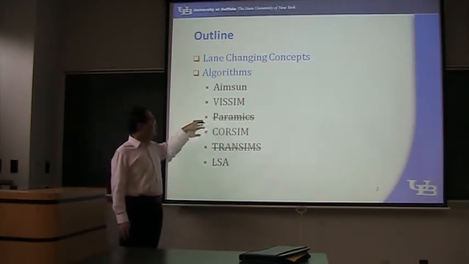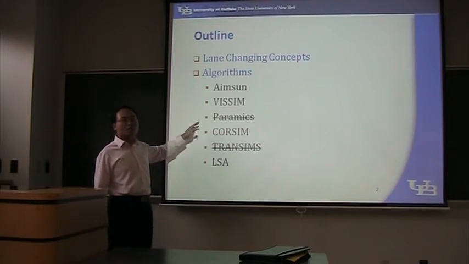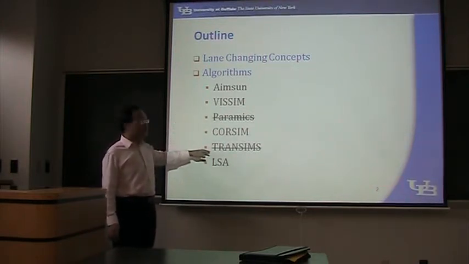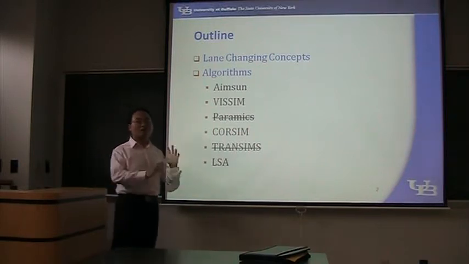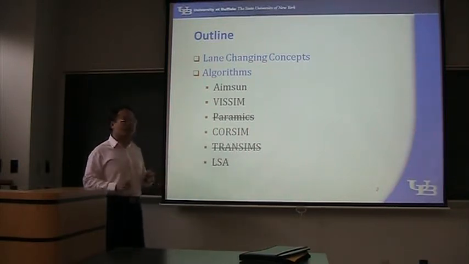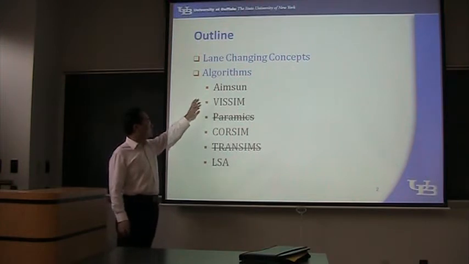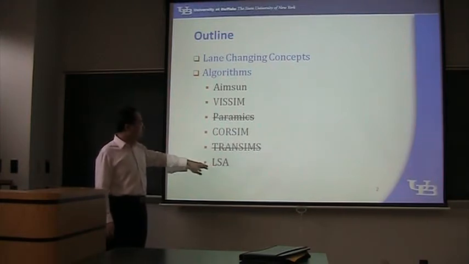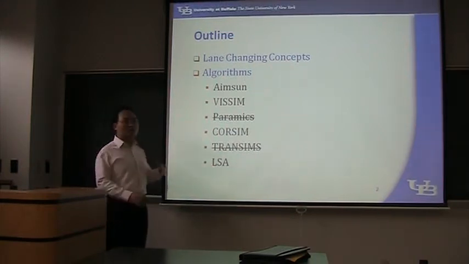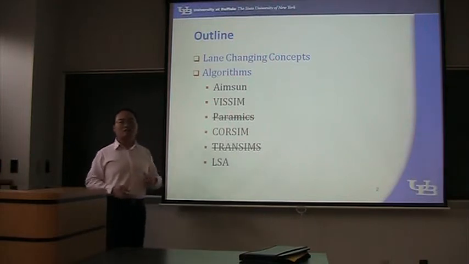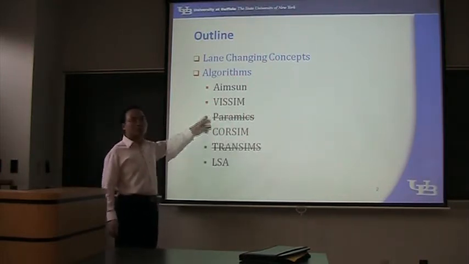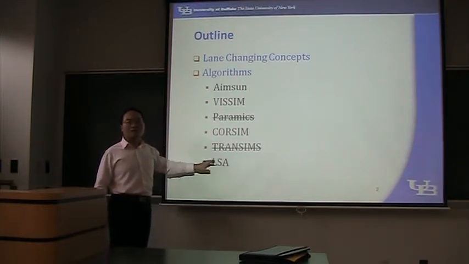The reason that I'm not going to talk about Paramics is very simple, and it's very close to MITSIMLab. And TRANSIMS is using cellular automata, which I want to have a new lecture to talk about. So I will only talk about 3 algorithms in MITSIM, VISSIM, and CORSIM. And the last one, LSA, lane selection algorithm, is the recent algorithm developed by MIT. And I think it's very different from those previous ones, so I want to introduce it in the end.